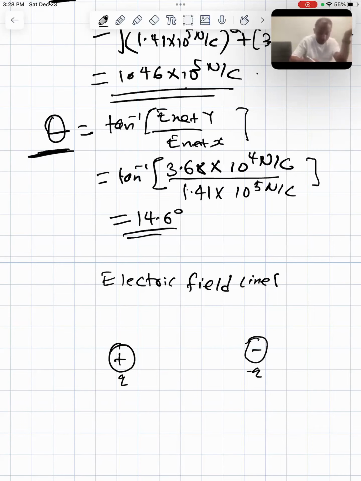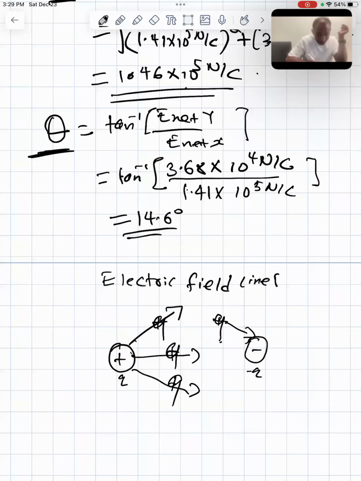It's in its surroundings. So if you bring a positive test charge, always use a positive test charge to find the electric field direction. Your positive test charge is going to be repelled by the positive charge. But because unlike charges attract each other, it's going to be attracted towards minus Q.